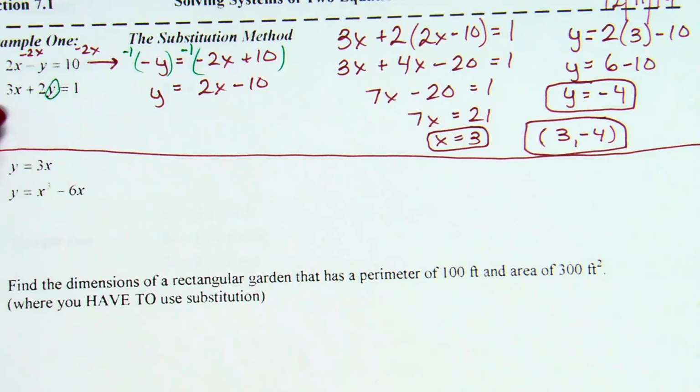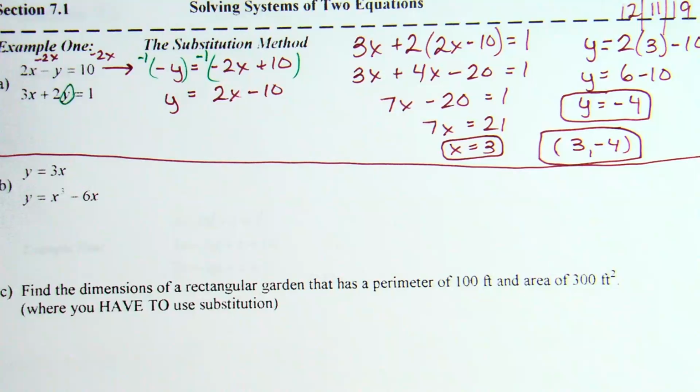Okay, B. Now, the last one, I get it. Substitution, elimination, both work. What about B? You kind of have to use substitution here. Yeah, we already have y equals 3x. And technically my other equation already says y equals. That's y equals x cubed minus 6x. So when both equations are y equals, what ends up happening? Take them and set them equal to each other, right?